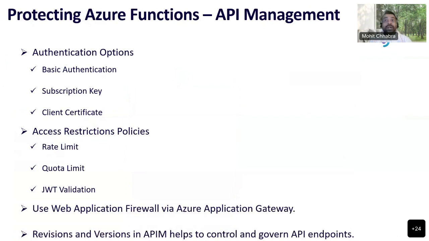What are the different authentication options? In API management, we have basic, subscription key, or client certificate. Basic, as you know, is simple credentials. Subscription key is when you have specific keys associated with your subscription, so anyone having access to the subscription key can make a call to this subscription. Or a client certificate. What is a client certificate?